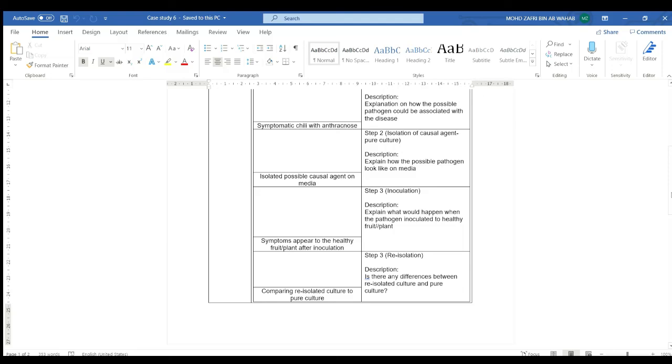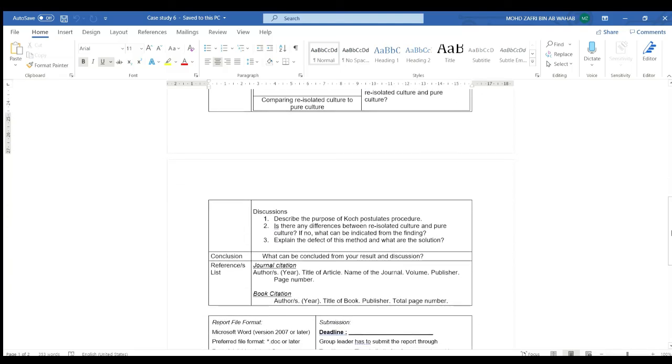And then the last one, re-isolation. So from the symptom that you obtain in step number 3, you re-isolate and then you compare the isolated culture with the pure culture. So just answer the question in the discussion.